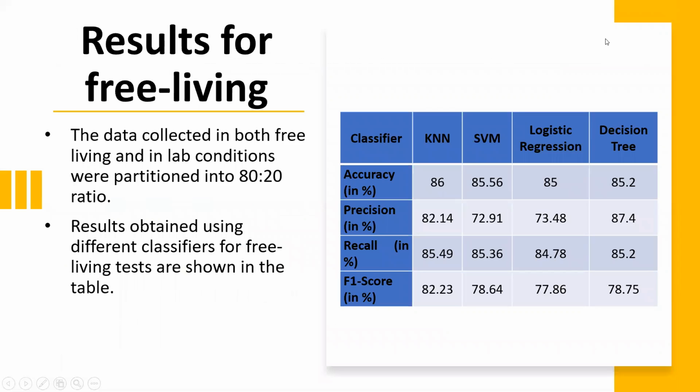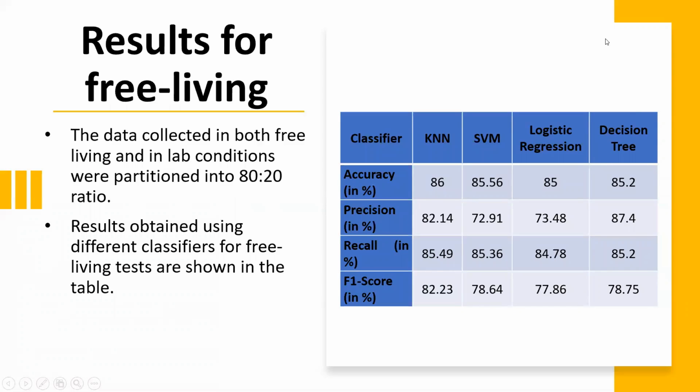The data collected in both free living and in-lab conditions were partitioned into an 80-20 ratio, with 20% of the collected data set as the test set and 80% as the training data set. While dealing with free living, the number of data points collected from chewing is comparatively lower, as I have said earlier. As a result, we calculated precision, recall, and F1 score.